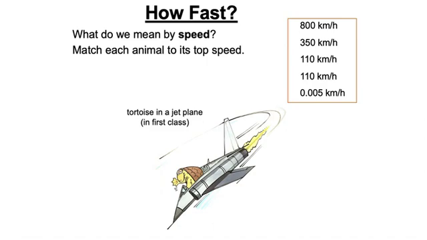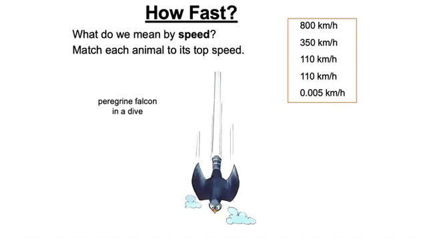How about a tortoise in a jet plane in first class? Hilarious. So how fast can that go? I don't know. I suppose if it's in the same plane, surely it'd be getting the same speed as everyone else. So 800 kilometers an hour. Did you get that one? And then what about a peregrine falcon in a dive? 350 kilometers an hour.